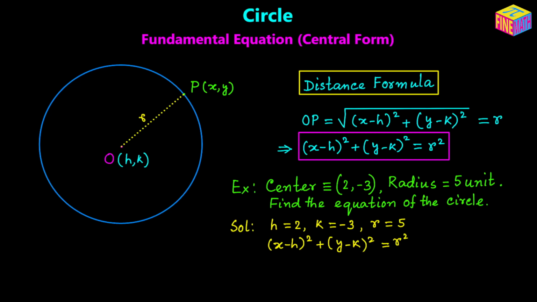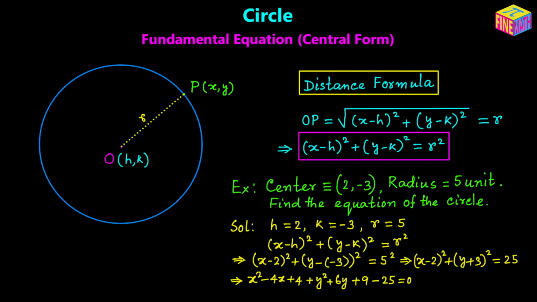We know that the fundamental equation of a circle is x minus h whole squared plus y minus k whole squared is equal to r squared. And now let's plug in the values of h, k and r. So the equation is going to look like this: x minus 2 whole squared plus y minus -3 whole squared is equal to 5 squared. And from here we can say, well, then this will be x minus 2 whole squared plus y plus 3 whole squared is equal to 5 squared, which is 25.